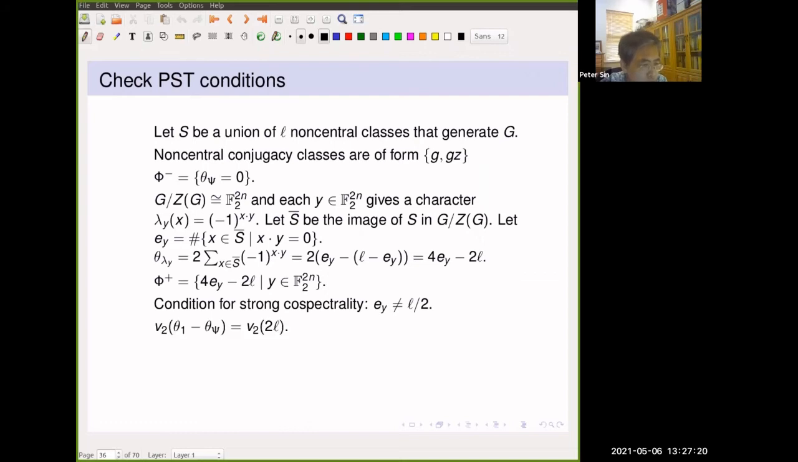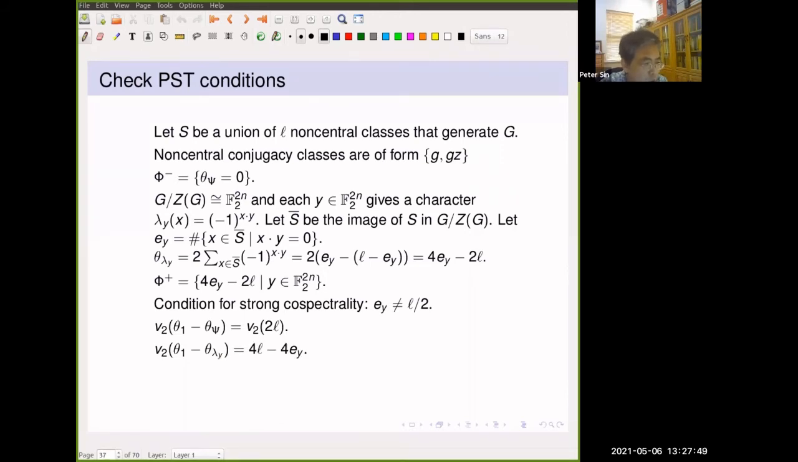If we look at the valuation of theta 1 minus theta psi, that will be, well, theta 1 is 2L. Theta 1 is the size of S, which is 2L, because each conjugacy class has size 2, and we're taking L of n. And then theta psi is 0, right? So it's just a 2-valuation of 2L, right?